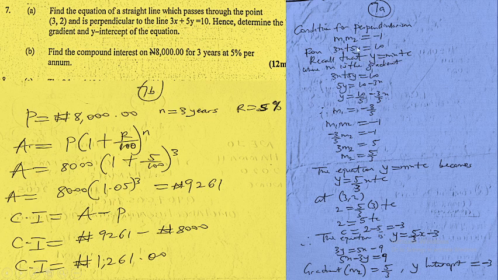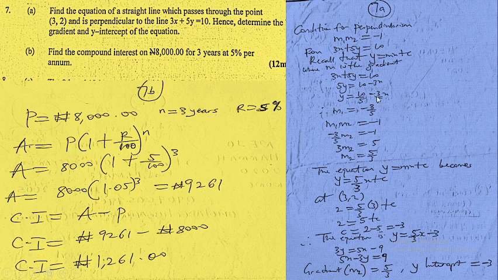So when we transform the equation to look like this, we can now find the gradient. We can pick the coefficient of x to be the gradient. So what do we do? We have 3x plus 5y equals 10. Then make 5y the subject of the formula. Then we have 5y equals 10 minus 3x. Then divide both sides by 5. y equals 10 over 5 minus 3 over 5 x.